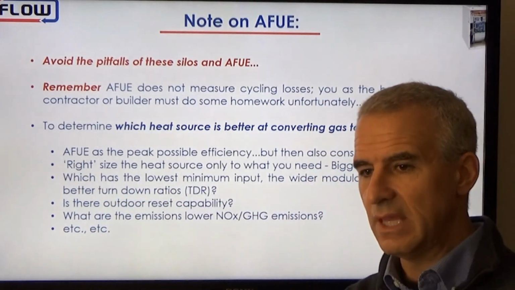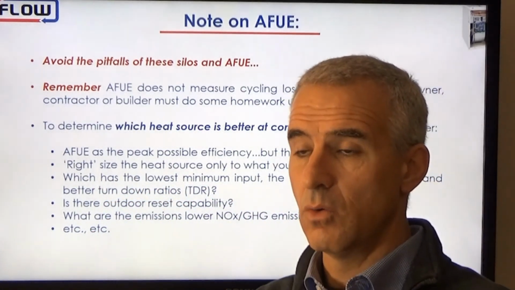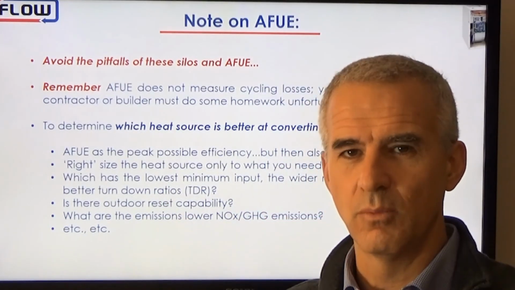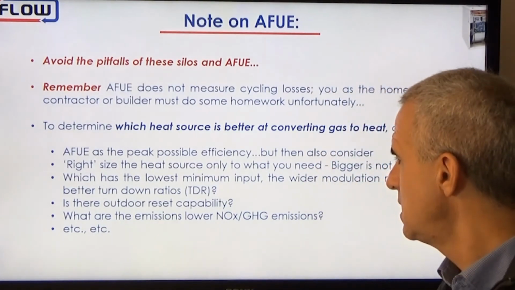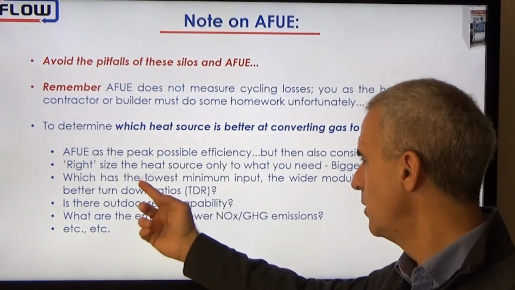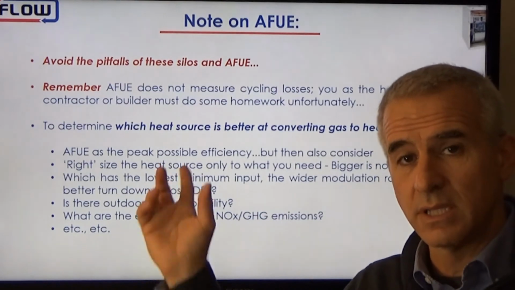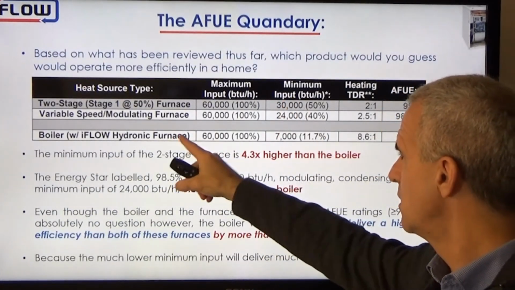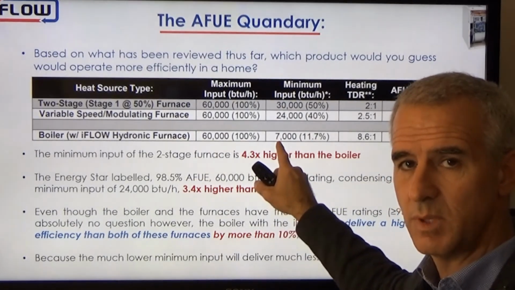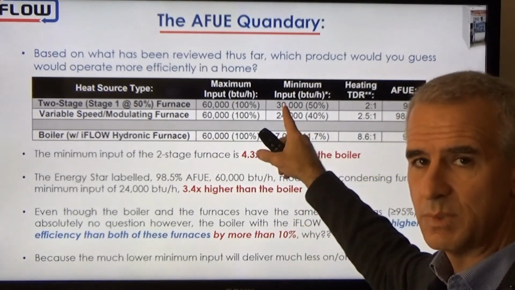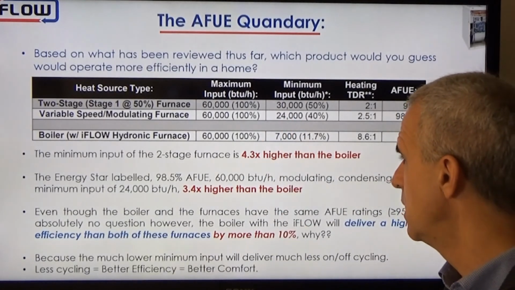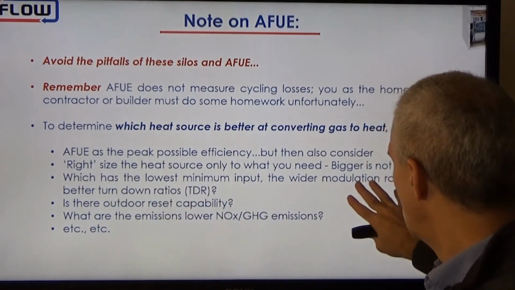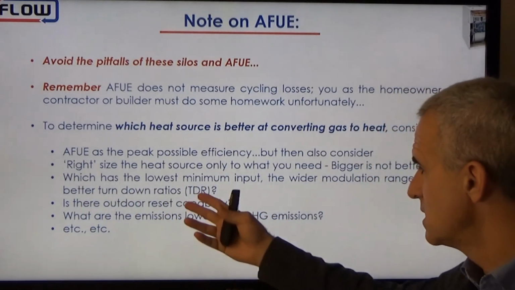Then once you have the furnace or the heat source sized to your maximum input, look at the minimum input. What's the minimum turn down? What's the minimum input of that equipment, which is going to be able to turn down better, just like the boiler example we looked at, right? In this case, the boiler is going to turn down to 7,000 BTUs. It's going to be much, much better than a 30,000 BTU option or a 24,000 BTU option, right? So which has the wider modulation range, which has the better turn down ratio.